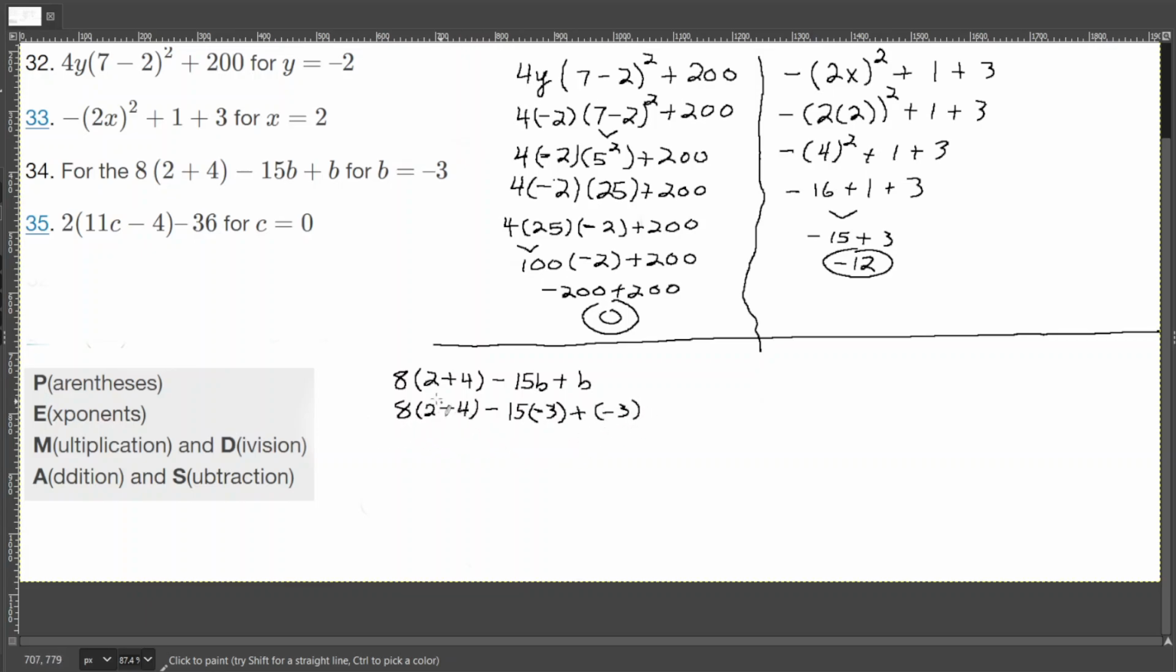All right, so what do we have with this beast of a problem? So we have the parentheses first, right? So we have 8 times 6 minus 15 times negative 3 plus negative 3.